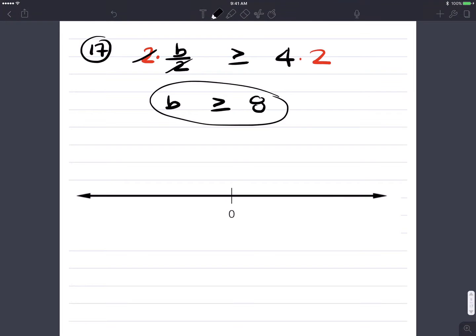In order to graph this, we're going to have to locate where 8 lives on the real number line. Since 8 is positive, it lives with all the other positive numbers, which is to the right of 0. We're now going to have to describe numbers that are greater than or equal to 8. Numbers that are greater than 8 live to the right of 8. We're now going to have to communicate to the reader that we actually include the value 8 because this is a greater than or equal to sign. This is the graph of numbers that are greater than or equal to 8.